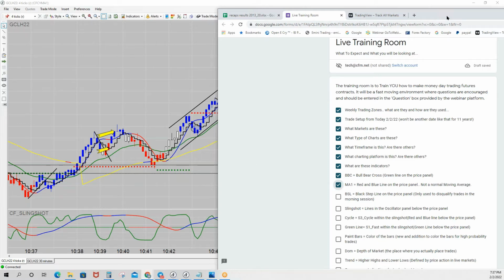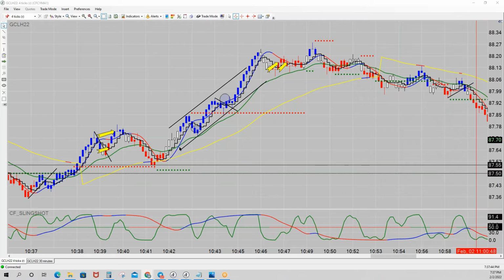Now let me discuss the black step line with you for a second. The black step line is only used in here to disqualify trades. You want the black step line, which is this line right here, to be on the same side of the BBC as the MA1. If the black step line gets below the BBC, like right here, you're not going to go long anymore. You're not going to buy. If it gets above the BBC, like right here, you're not going to sell anymore. You're not going to buy when it's below and you're not going to sell when it's above. That's basically telling you to stay out.